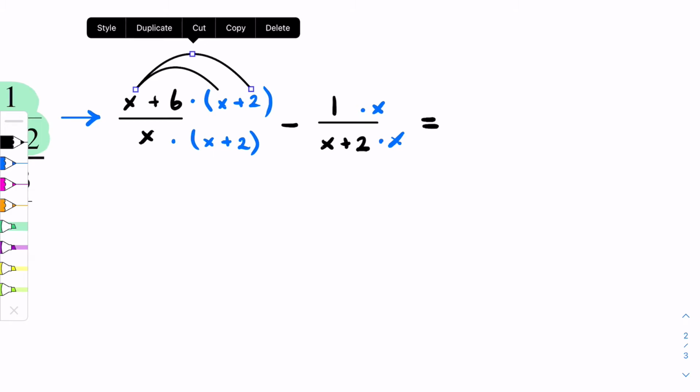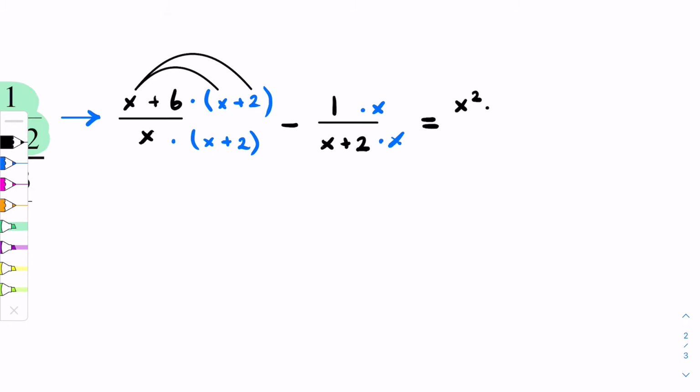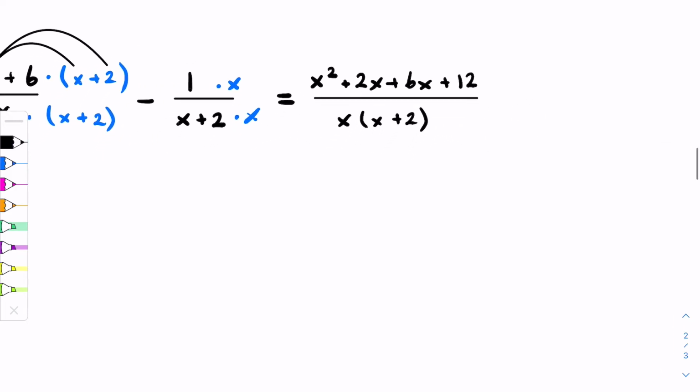And when I do that, I have x squared plus 2x, and then plus 6x plus 12, divided by our common denominator of x times x plus 2. My second fraction, when I multiply them together in the numerator, I'm left with just x and the common denominator of x times x plus 2.